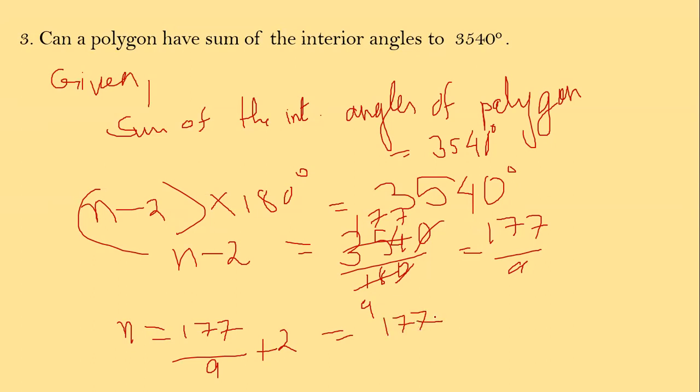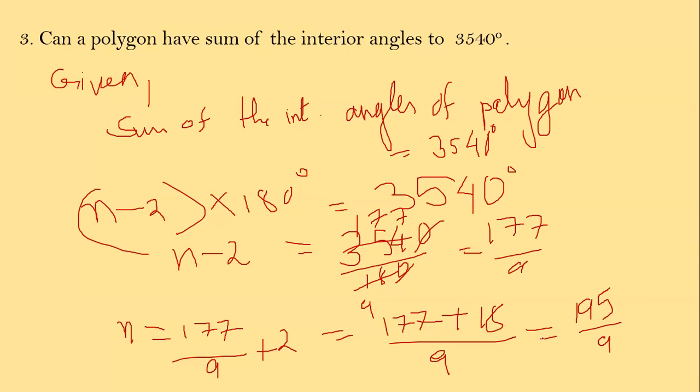177 plus 18 divided by 9. Which is equal to how much? How much is 177 plus 18? Find it out. It will be 195 upon 9.